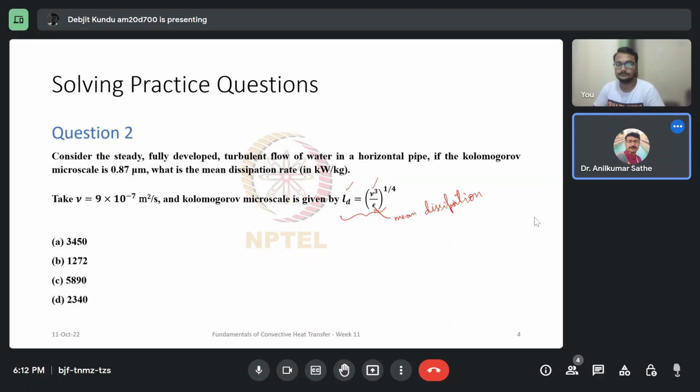L_D is 0.87 micrometers. So in meters it is 10 to the power of minus 6, and raised to the power 4. And nu is 9 into 10 to the power minus 7, cubed.